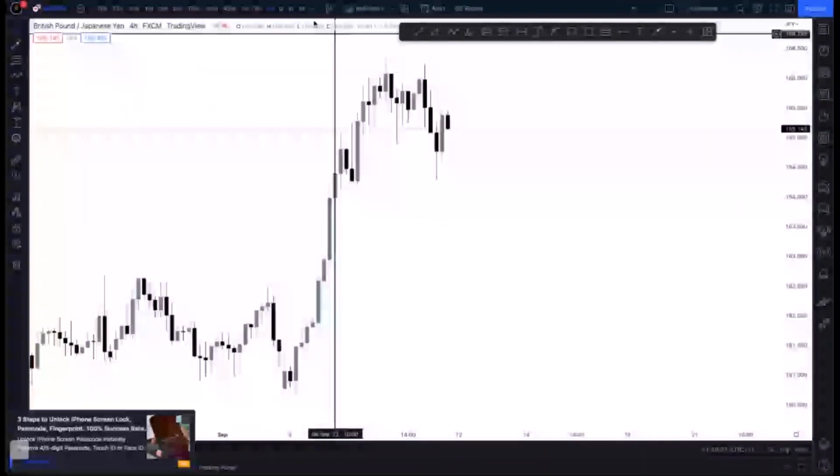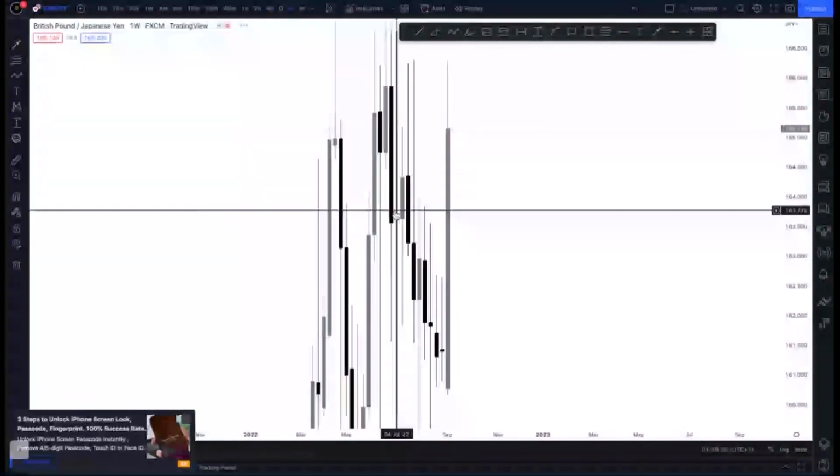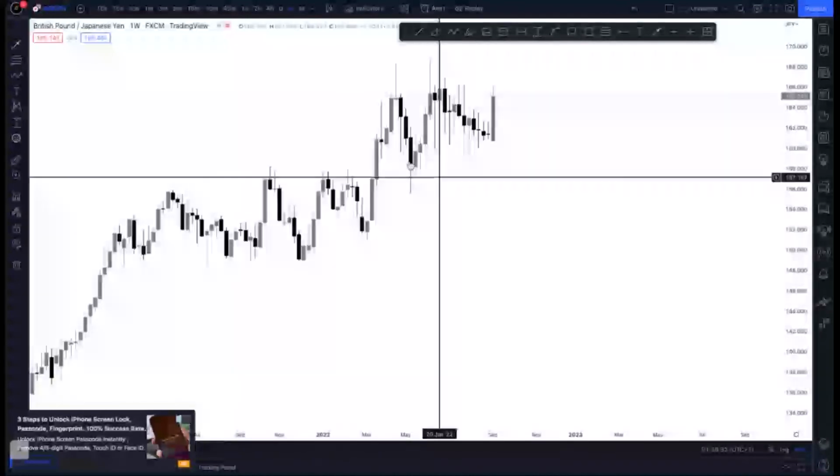Next pair we have the GBPJPY. Okay, on GBPJPY, we were stuck in a range last week.